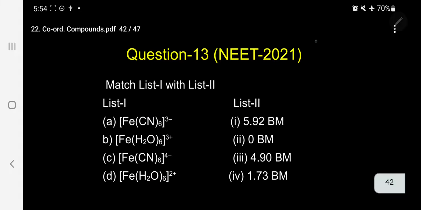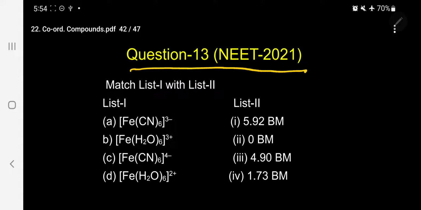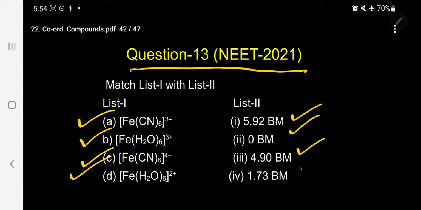Question number 13. This is another interesting question asked in NEET 2021. This also you should be very, very careful. This depends upon the spin magnetic moment, based on the number of unpaired electrons you have to calculate. List 1: A, Fe(CN)6 3 minus; B, Fe(H2O)6 3 plus; C, Fe(CN)6 4 minus; D, Fe(H2O)6 2 plus. List 2: 1, 5.92 BM; 2, 0 BM; 3, 4.9 BM; 4, 1.73 BM.